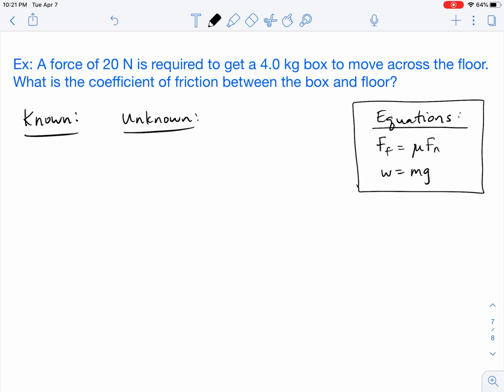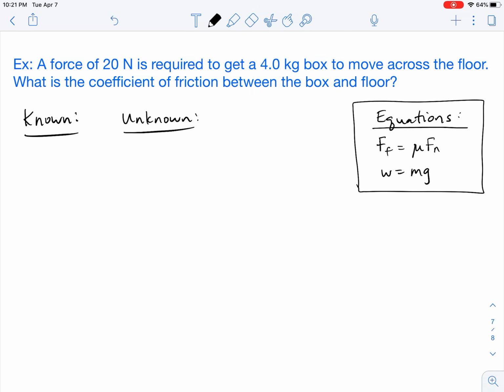In this video, I'm going to teach you how to solve for the coefficient of friction. So here's our problem. We have a force of 20 newtons is required to get a 4 kilogram box to move across the floor. What is the coefficient of friction between the box and the floor?